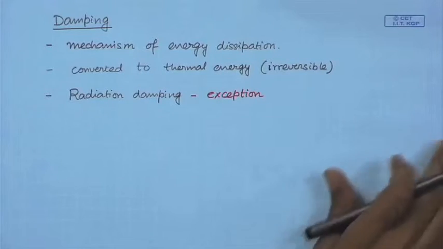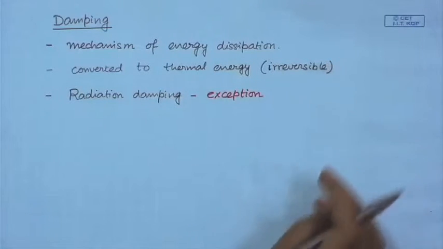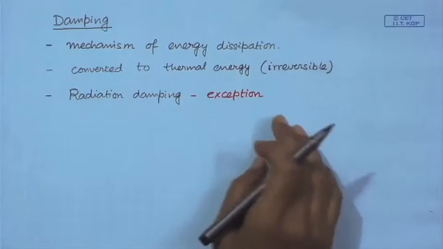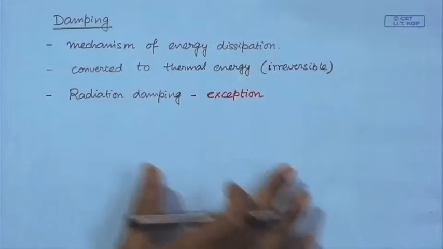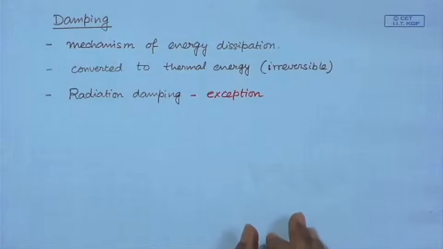Wherever the structure is supported, no support is ideal, that means no support is rigid. So, there will be some flexibility, and continuously energy gets radiated out at the support points. So, we have primarily this energy dissipation by conversion to thermal energy, but there is another mechanism in which it might also be radiated out of the structure.